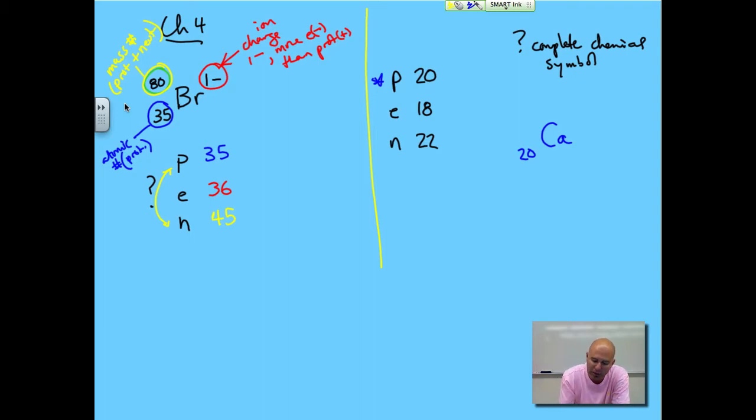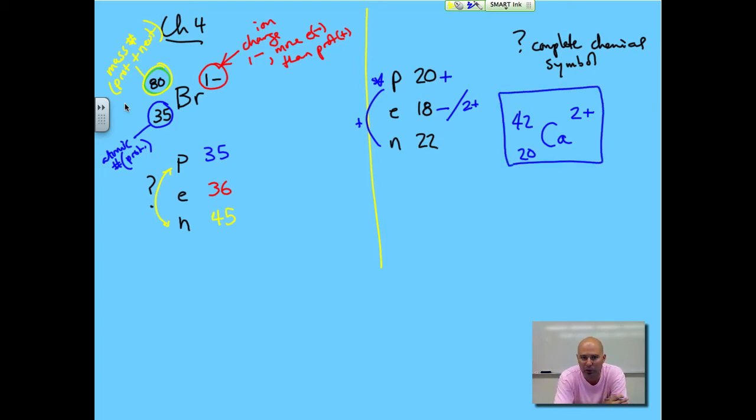The electrons: if we have 20 pluses, because protons have a positive charge and electrons have a negative charge, the net charge is a 2 plus. So we have a 2 plus charge on it. And lastly, the neutrons and the protons get added together, 42, to give you your mass number. So there would be the complete chemical symbol for this one with the 20 protons, 18 electrons, and 22 neutrons.